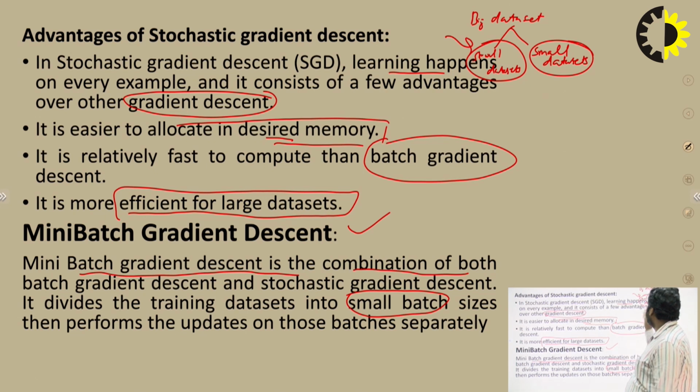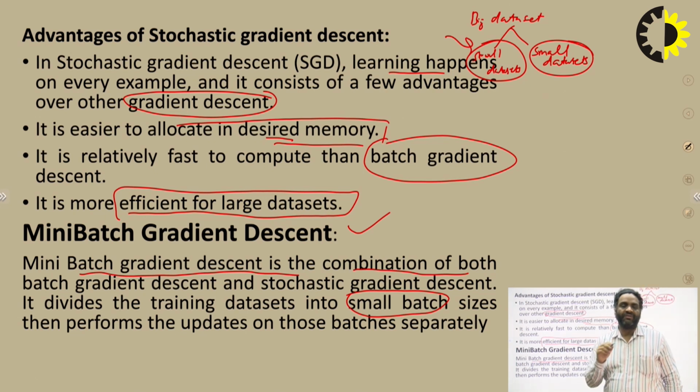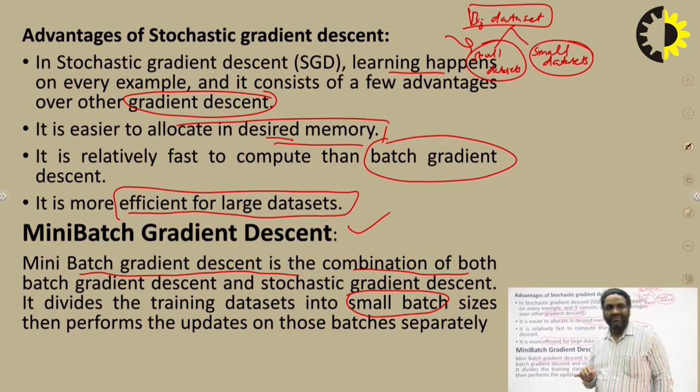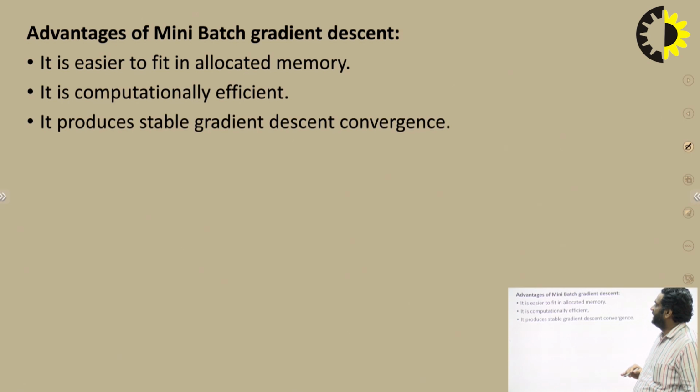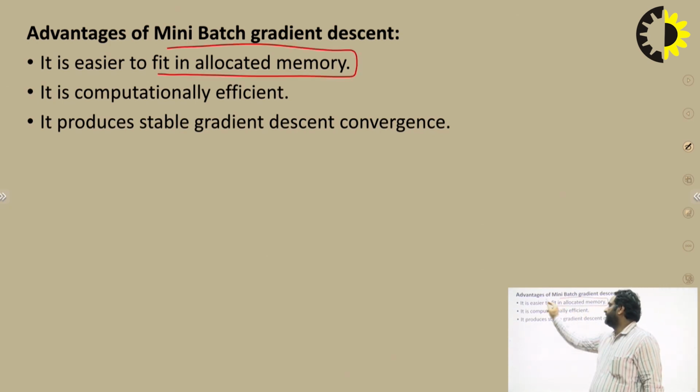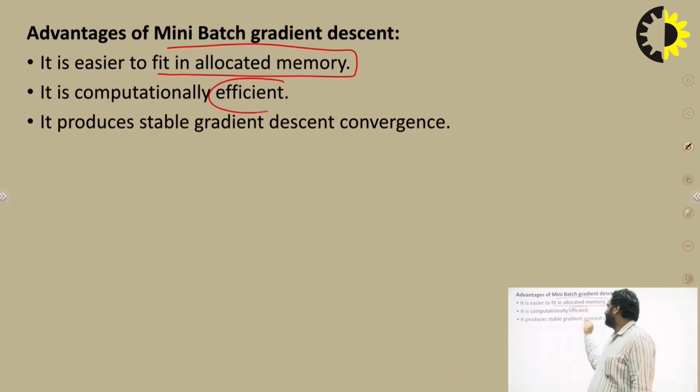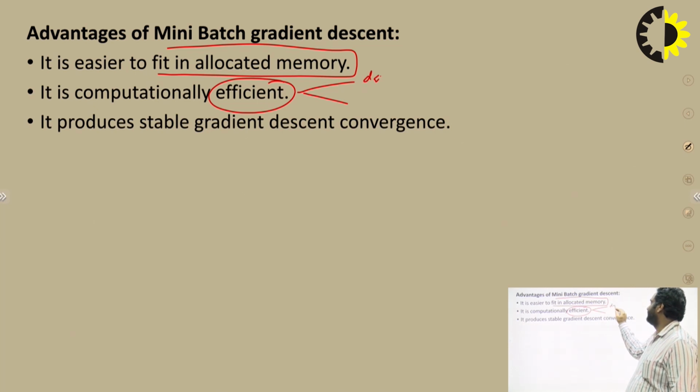On processing, a small data set will be more efficient as compared to a large, or we can say big, data set. This is how its processing will be efficient. And the advantages of mini batch gradient descent: it is easier to fit in allocated memory. As the data set is divided into mini data sets, it is easier to fit these mini data sets into allocated memories, and it is computationally efficient, since the data set is very small.